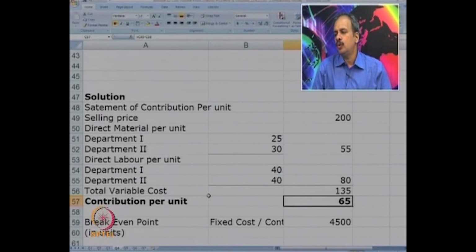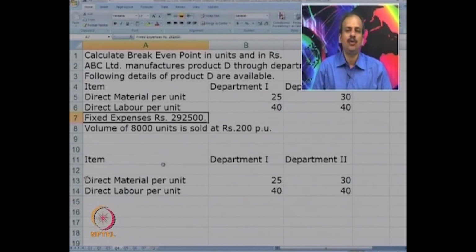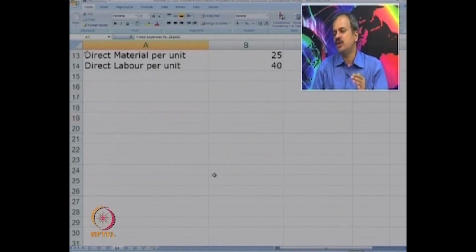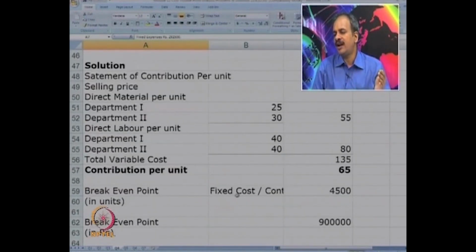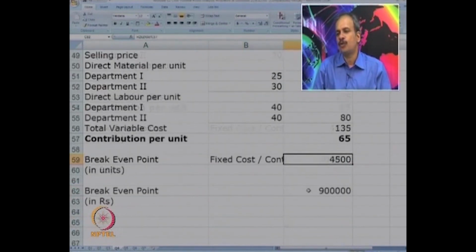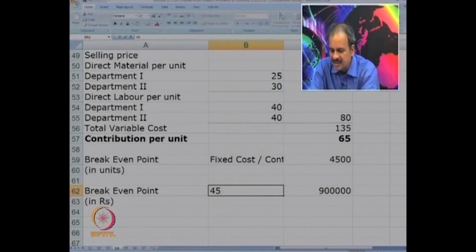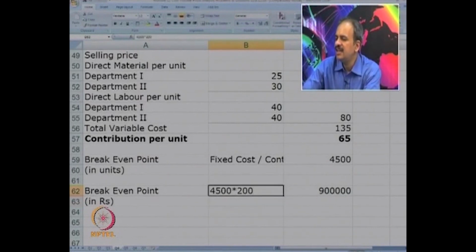Now you are aware that the total fixed costs are 292,500. So to cover up 292,500, how many units are to be sold? So 292,500 upon 65. Fixed cost upon contribution per unit. So the answer is 4,500. Now the same thing can be also converted in rupee terms. So we have 4500 into the selling price, which is 200, it gives us 9 lakhs.